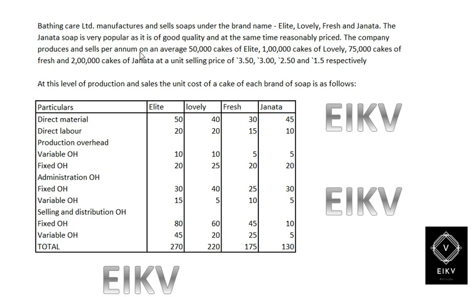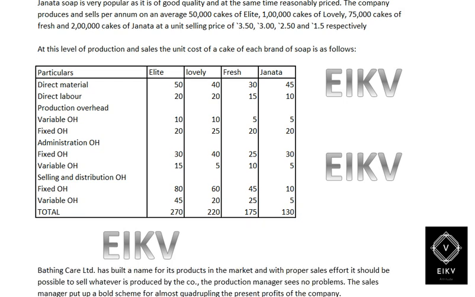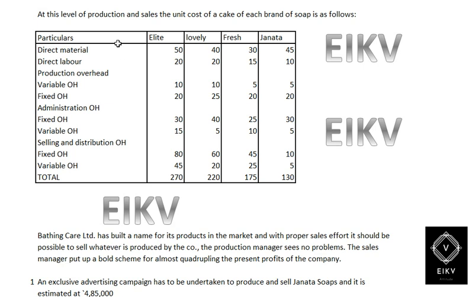The company produces and sells per annum on an average 50,000 cakes of Elite, 1 lakh cakes of Lovely, 75,000 cakes of Fresh and 2 lakh cakes of Janta at a unit selling price of 3.5, 3, 2.5 and 1.5 respectively. At this level of production and sales, the unit costs of each brand of soap are as follows. And then they have given the rates of each cake.